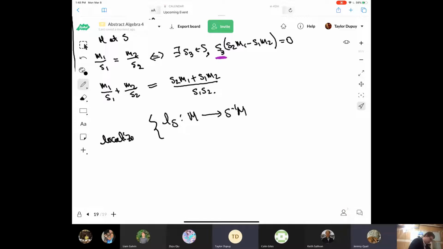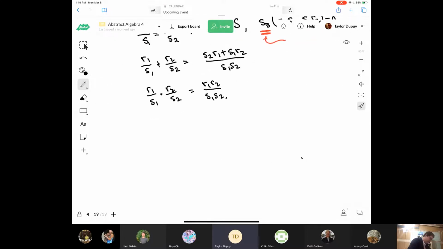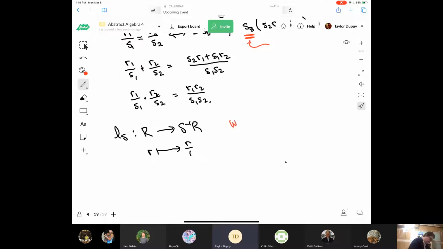Can you talk a little bit more about the map not being injective? Yeah, I'm going to give you an example. Maybe we should do an example. The map sends m to m over 1. And we'll do this l_S from R to S inverse R, and this thing sends r to r over 1. Yeah, this map is in general not injective, right? So the big warning is: not injective in general.